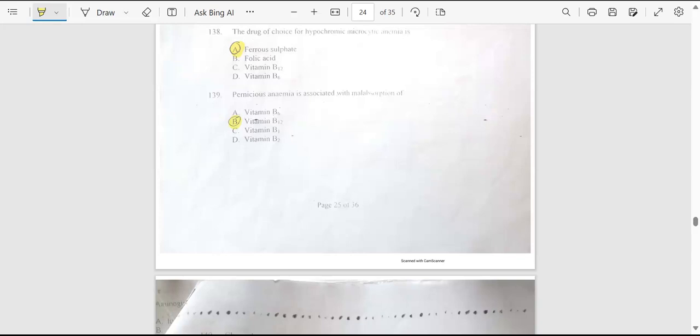How do you get your B12? Divya? I'll tell you on WhatsApp, don't worry.